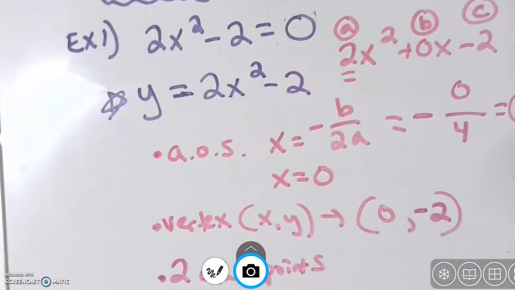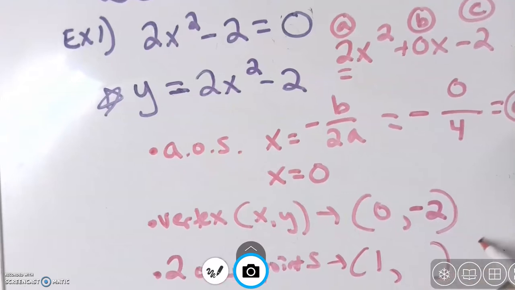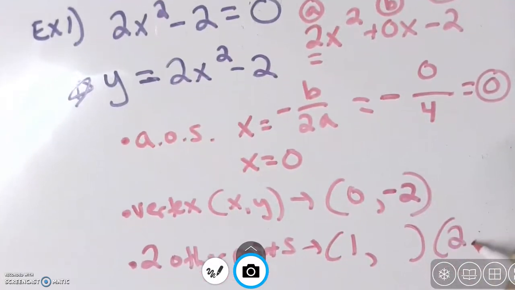Pick 2 other points along the same side as the axis of symmetry. So if my vertex is at (0, -2), I'm right on the y-axis, so I'm just going to pick 2 points to the right. Left or right doesn't really matter in this instance. So I'm going to find my x value as 1, and then my other x value as 2.